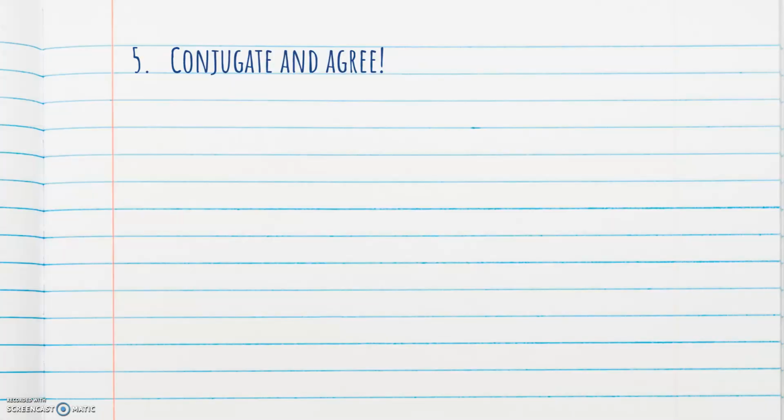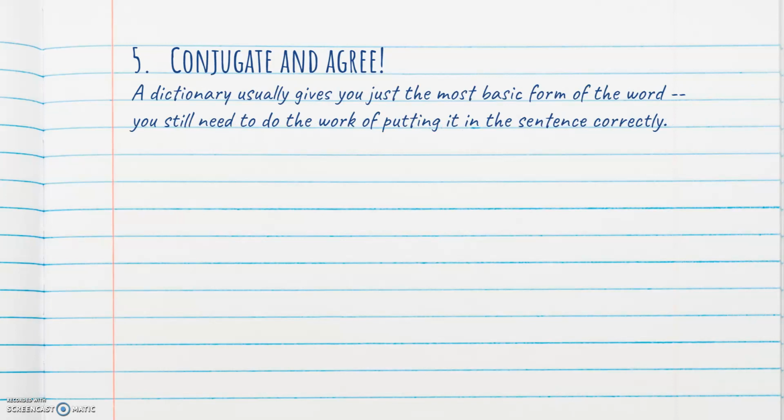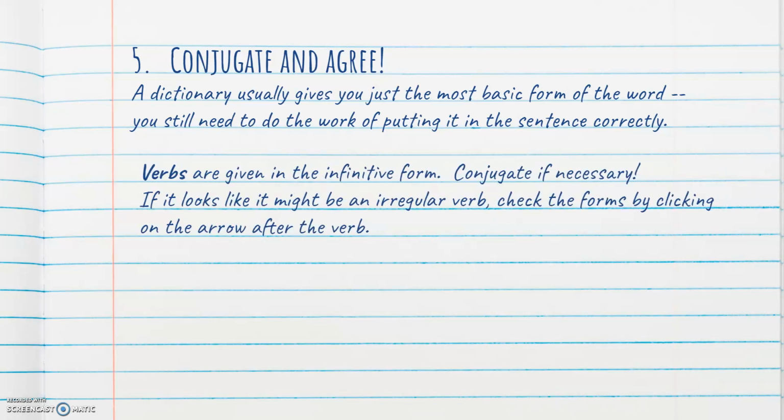So step 5 of WordReference is that we need to conjugate and we need to agree. So what that means is that a dictionary, which is really what WordReference is, it's just online rather than paper, tends to give you usually just the most basic form of the word, meaning that you need to do the work of putting it in the sentence correctly. For verbs, that means that WordReference will give you the verb in the infinitive form, the most basic. You still have to conjugate it, probably, to put it in your sentence.